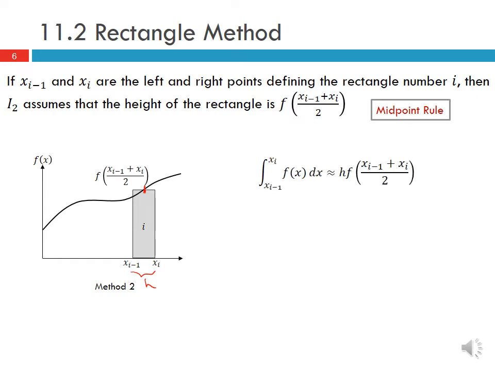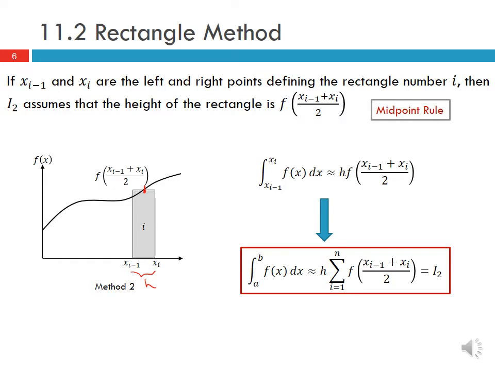So for the one rectangle, the area or the integral is approximated as the area of this rectangle, which is just h times f of xi minus 1 plus xi over 2. So then over the whole domain, the integral is approximated as the sum of the area of all of those rectangles. So again, they all have a width h, and then multiplying by their respective height, which is evaluating the function at the midpoint of the rectangles.